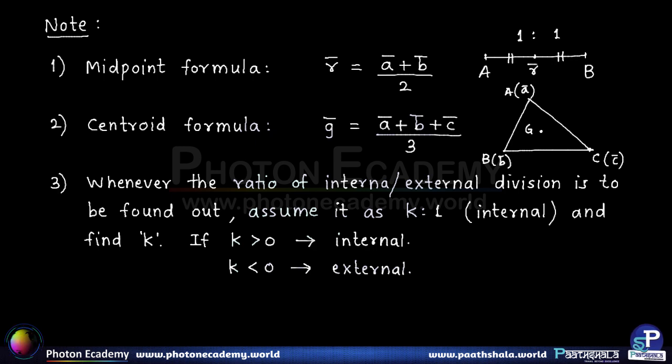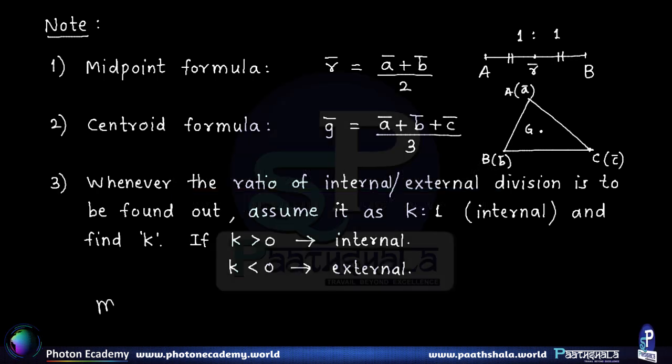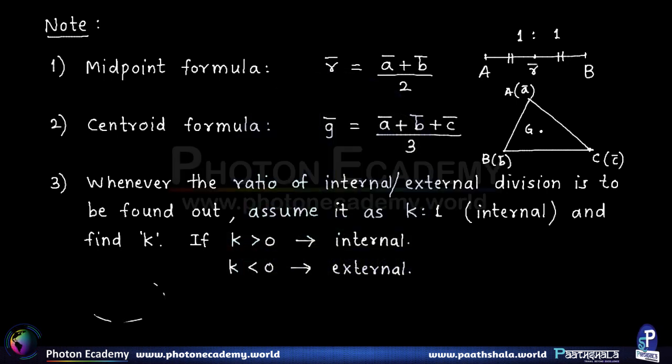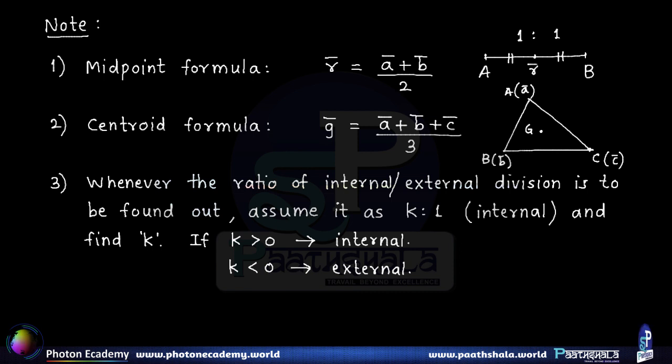Lastly, whenever the ratio of internal or external division is to be found out, or whenever it is unknown and we have to calculate that, instead of assuming it as m is to n, a better way is to assume it as k is to 1 and assume that it is internal ratio, tentatively, and solve it to get the value of k. So find k. Now if that k turns out to be a positive number, then it means that the division is internal, whereas if k is negative, then that means it is external. Right? So let us solve one sum based on this.